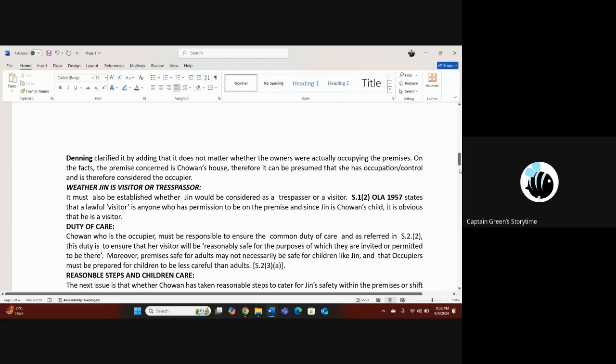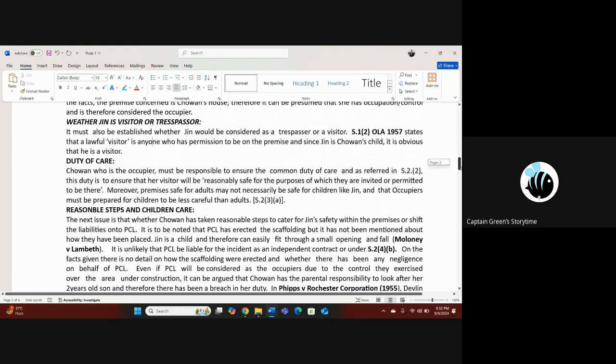Okay. Moving on now to the important factor of duty of care, that whether Chauhan, who is the occupier, should be responsible and whether he is having any duty of care towards his child who fell into the trench or not. In Section 2, subsection 2, let me highlight it. This duty is to ensure that the visitor should be reasonably safe at the place of the premises.